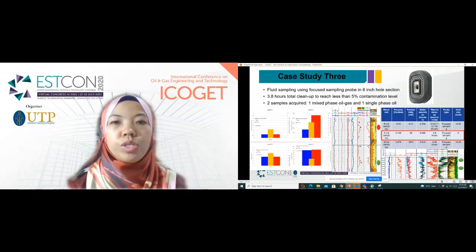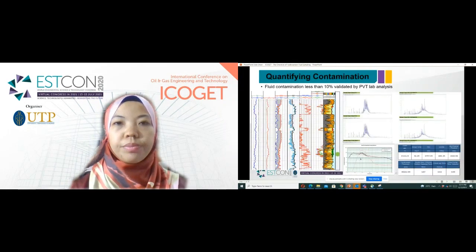In other reservoirs which utilize the same focus sampling probe, at poorer rock quality, it takes a much longer time for cleanup, which is about 5 to 7 hours, whereas in much better rock quality, it takes about 2.5 hours of cleanup compared to the baseline of about 3.8 hours.